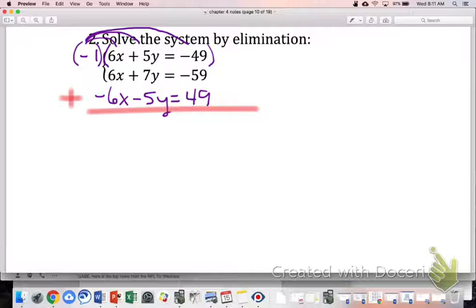All right, so that's 0, so I'm not going to write anything there. What about the other one, the y's? If I add 7y plus negative 5y, what do I get? 2y. 2y, that's right. Good job. And then if I add negative 59 plus 49, I get? Negative 10. Negative 10. Good.